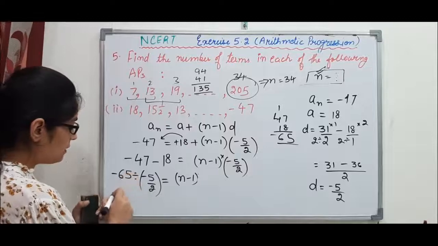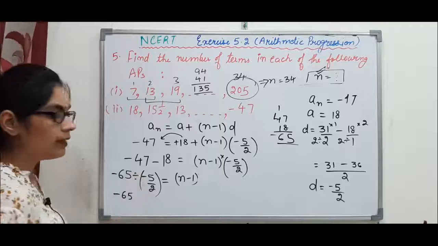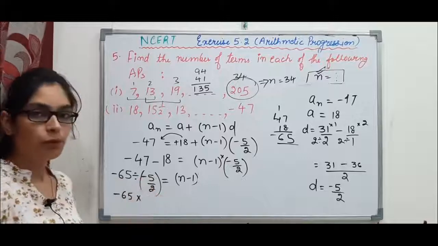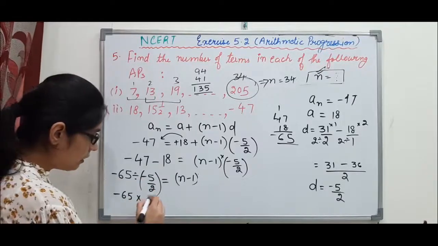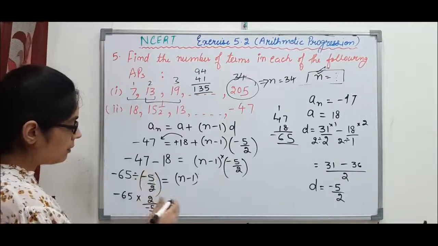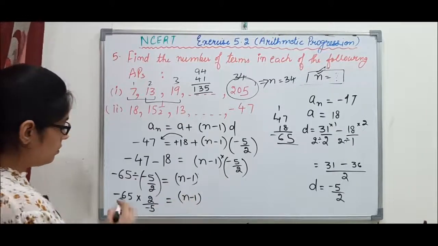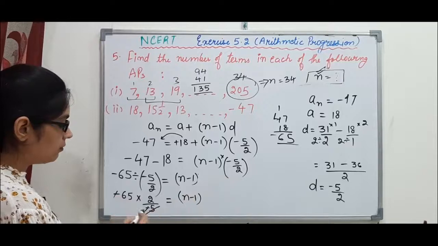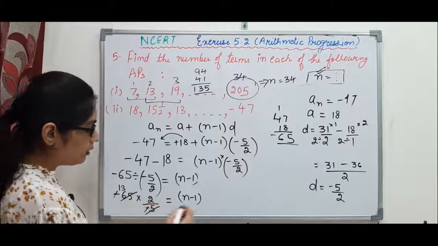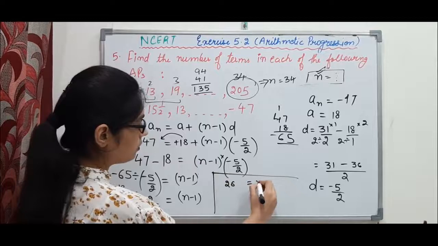So now minus 65, see when two fractions are getting divided, what we can do, we can just change this division sign into multiplication, and the term which is written after division, we have to write in the form of its reciprocal. So minus 5 by 2 will be changed to 2 by minus 5 is equals to n minus 1. Minus and minus sign will get cancelled. 5 into 1 and 5 into 13 is 65. Now 13 into 2 is 26, is equals to n minus 1.